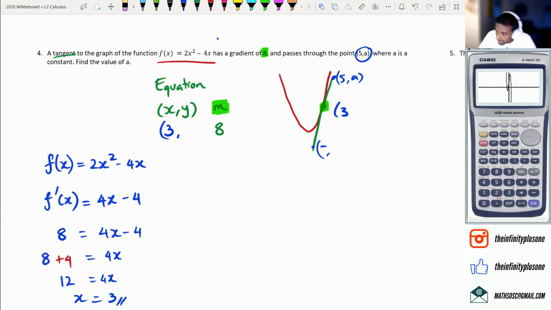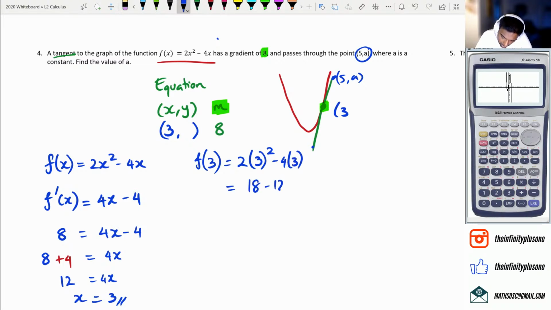So that means 5 and a is going to be there somewhere. Now I've got to figure out what the y value is. To figure out the y value, I can do f of 3. So f of 3 gives me 2 times 3 squared minus 4 times 3, which is 18 take away 12, which ends up being 6.